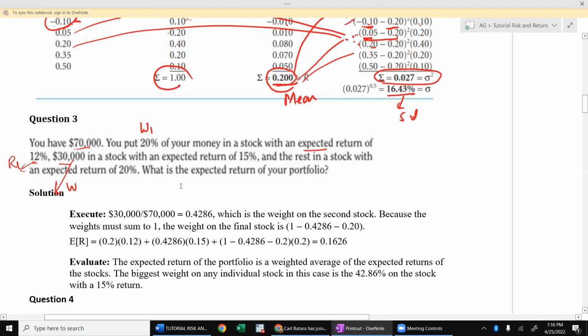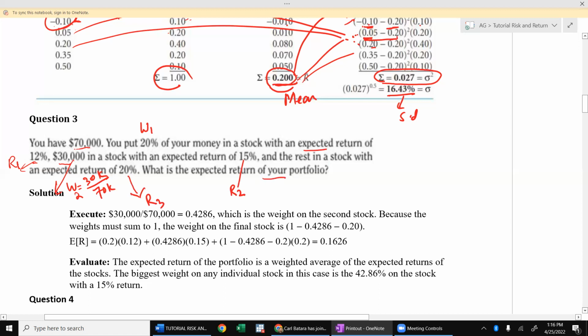Yeah, so you want to put 30,000. We need to calculate the weight because it is given in amount, so it will be 30,000 divided by 70,000. We will get weight of 2, in a stock with an expected return of 15%, so this is R2. And the rest in a stock with an expected return of 20%, so this is R3. But we don't know W3. What is the expected return of your portfolio?